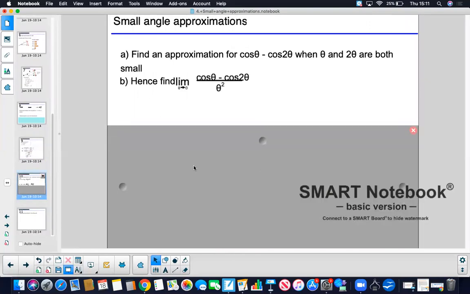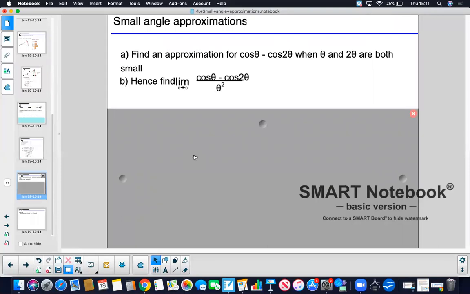Okay. Find an approximation for cos theta minus cos 2 theta when theta and 2 theta are both small. Hence, find the value of cos theta minus cos 2 theta over theta squared as theta is approaching 0. So this means when we have a small angle. Press play when you want to resume the video.